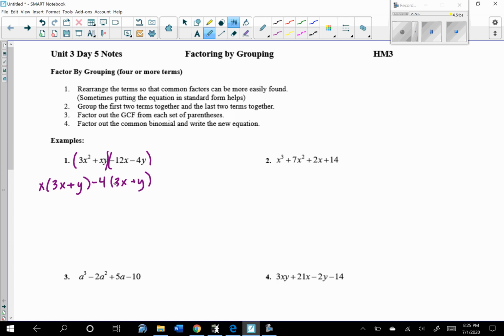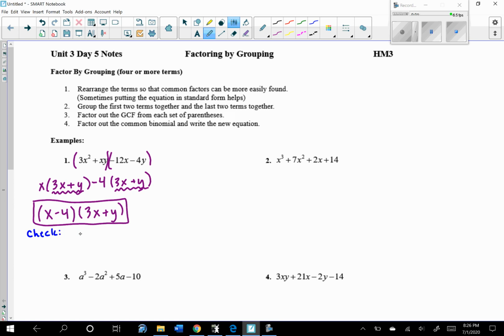When you are doing factor by grouping, the terms inside the parentheses must be the same in order to do this next step. The next step is to factor out the common binomial and write the new equation. So you take the numbers in front and you're going to group those together, x minus 4, and then you take these and you're going to group them together. So 3x plus y. This is the new factored form. So let's go ahead and check our work.